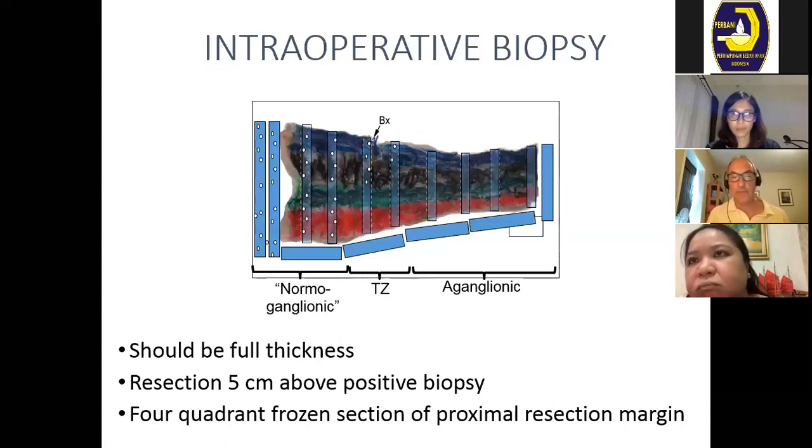The other thing that many people are doing now is when they divide the bowel to do the pull-through and they send the specimen to the pathologist, they ask the pathologist to do frozen sections on 4 quadrants of the proximal end of that specimen, just to make sure that there are normal ganglion cells all around the circumference.